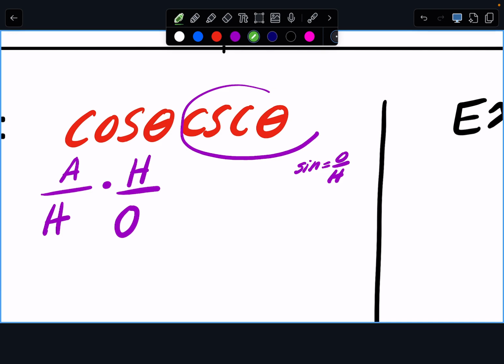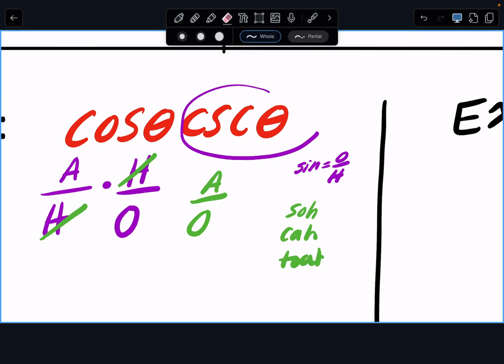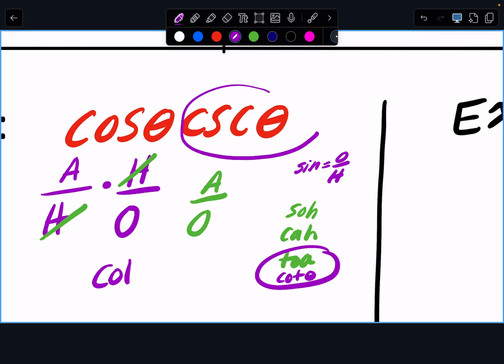So then what divides out? The H's. So what does that leave me with? A over O. You can't leave your answer as A over O. That was a trick. You're using ratios to write answers. So now what is A over O equal to? So, Toa. True? So what is it? Is it A over O? So it's not tangent, but it's cotangent. So the final answer would be cotangent of theta. So if you do it this way, you have to then transfer your final answer back to which ratio it is. Is it sine? Is it cosine? Is it tangent? Is it secant, cosecant, or cotangent?